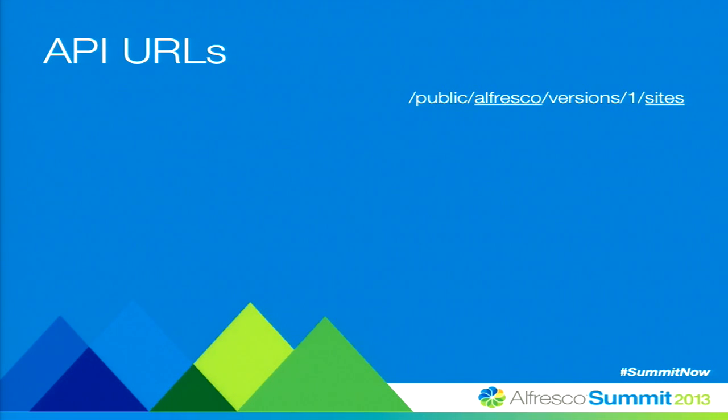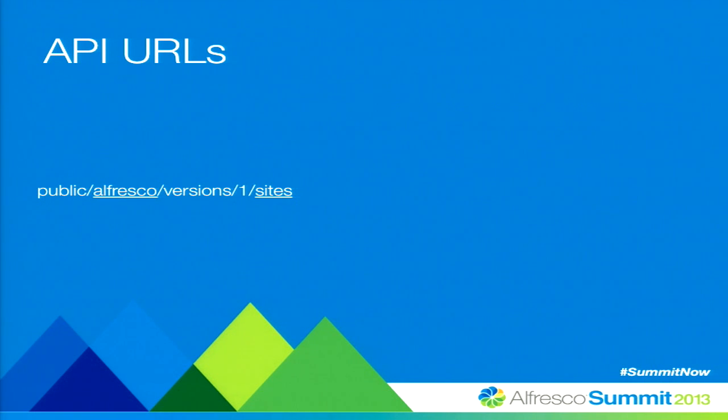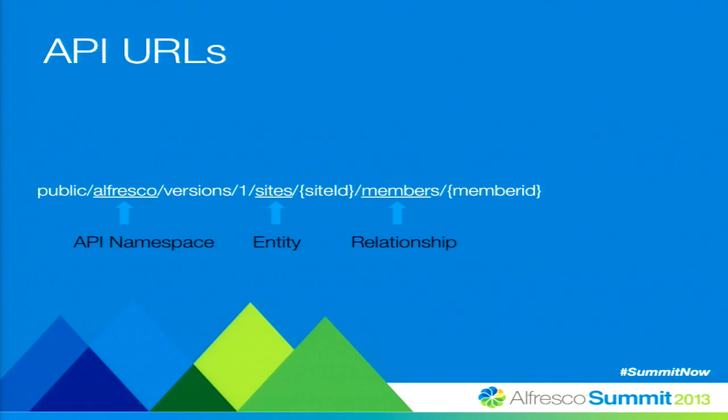So if we take that a little bit deeper, we've got the relationships that we can start to manage there. We still see that API namespace, of course, Alfresco. We've got the entity sites that we're dealing with, and now we start to get into relationships of that entity, so the members of a site.